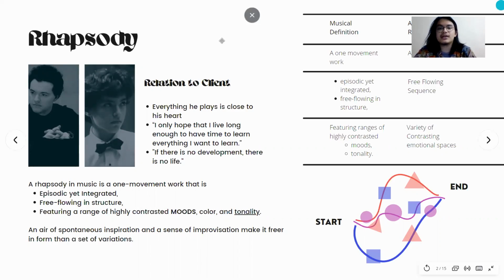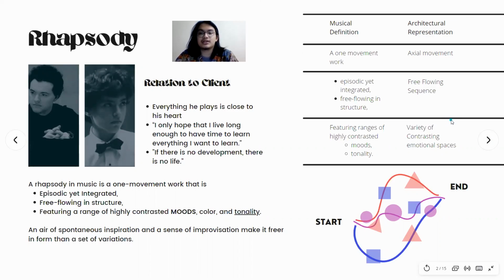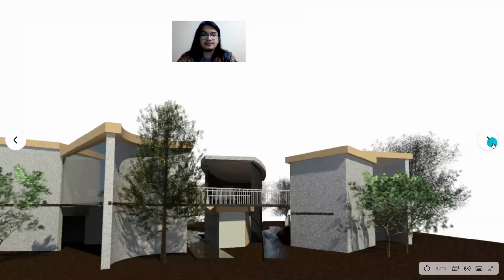This helps relate to the representation in architecture based solely on the musical definitions, where a singular movement of work translates into an axial movement, and the ability to emotionally change according to your preference through a free flowing sequence of spaces, and the ranges of highly contrasting emotions translating into contrasting spaces. You can see within this diagram that regardless of how you start and regardless of the sequence of the spaces, it will always start and end within a linear form.